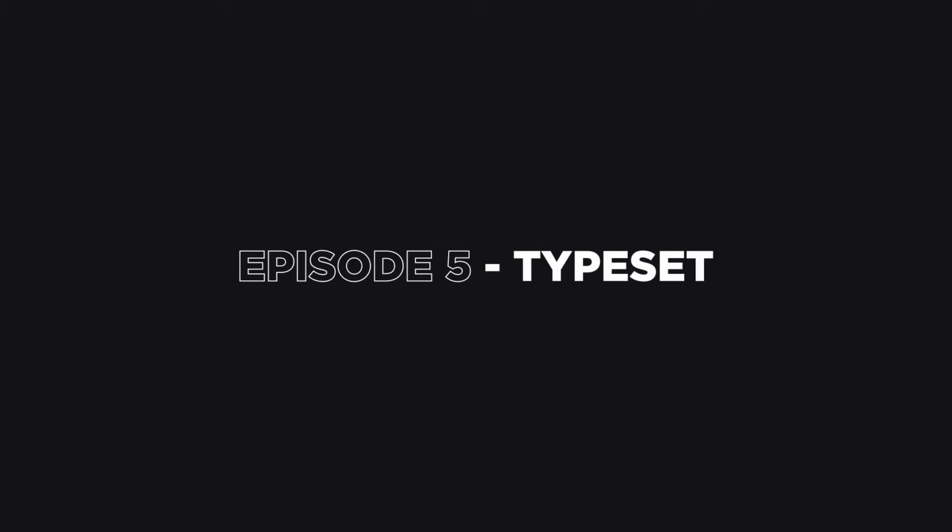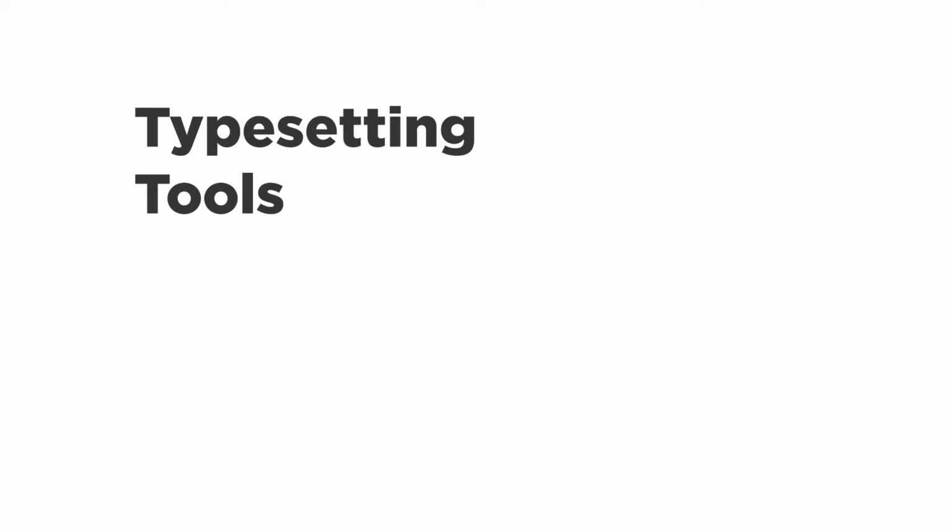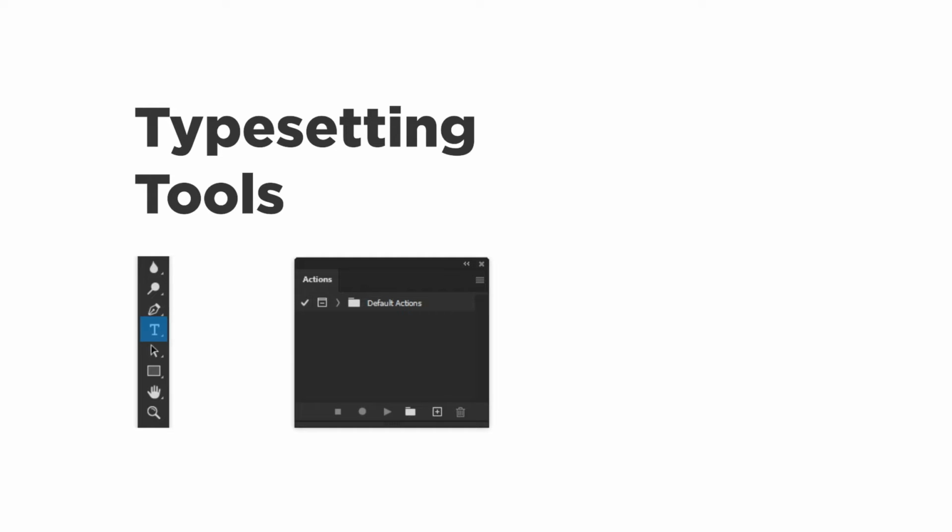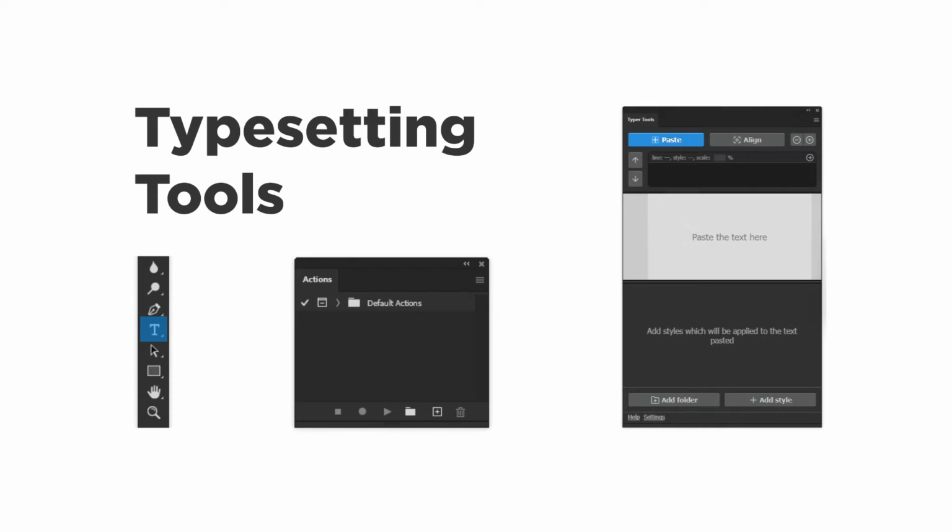In this video we will learn how to typeset in Photoshop. So, let's get started. In Photoshop, we can use 3 different tools to typeset: the basic text tool, the inbuilt action tool, and finally the Typer tool, which is a free third-party plugin. We will discuss more about it at the end of the video.